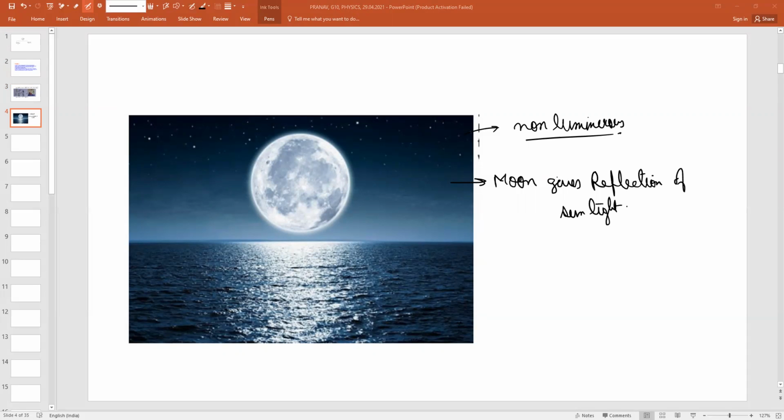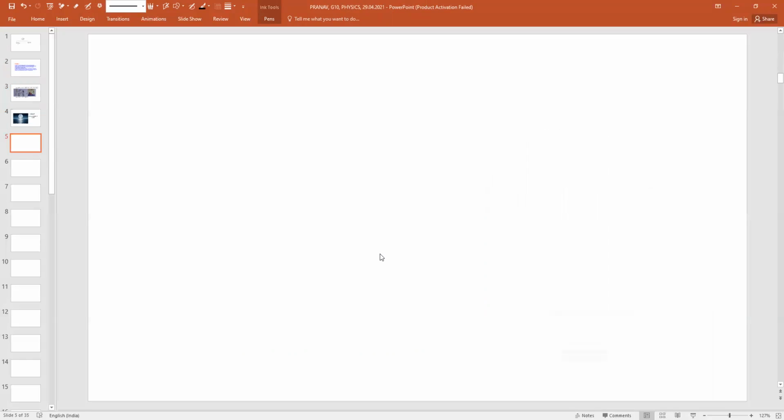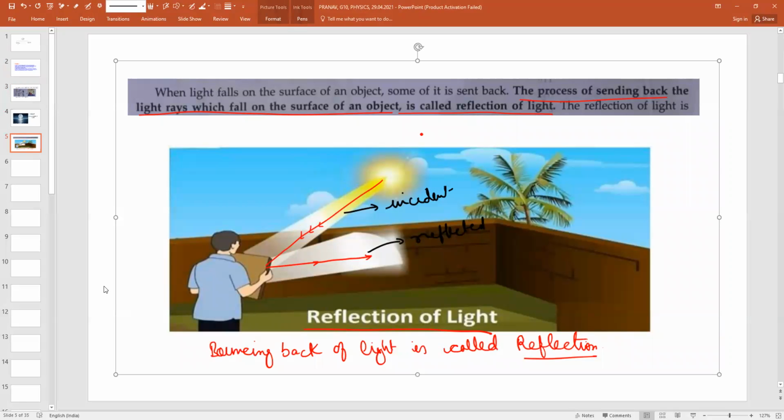And what is the speed of light? 3 into 10 to the power 8 meters per second. Okay, that's great. So the basic part is finished, and now we are going to enter our own part. Now I'm going to start with the main topic, that is called reflection.